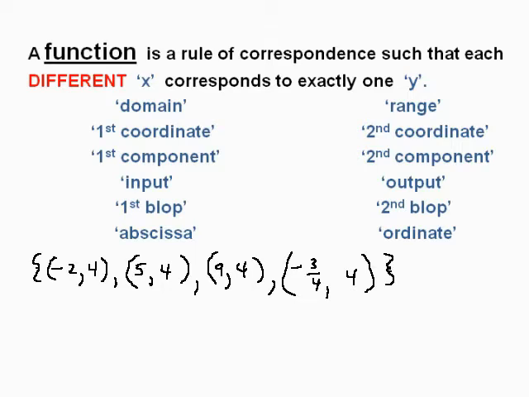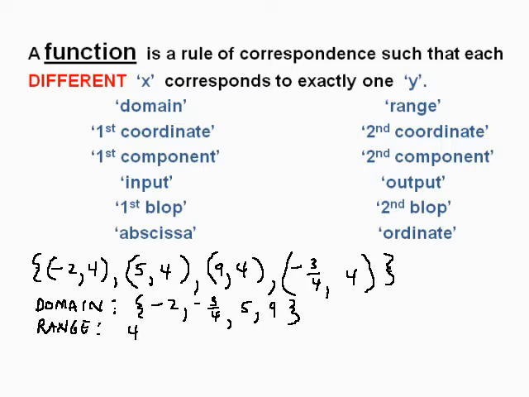Now, notice here, we're going to define a function in a minute, but if we wanted to list the domain of this relation from the previous graphic, we would just say, well, that would be the x values. So if you want to put them in order from smallest to largest, we'll put -2, -3 fourths, 5, and 9. And the range of this relation is simply the number 4. So we don't have to write 4 times, we'll just put 4.